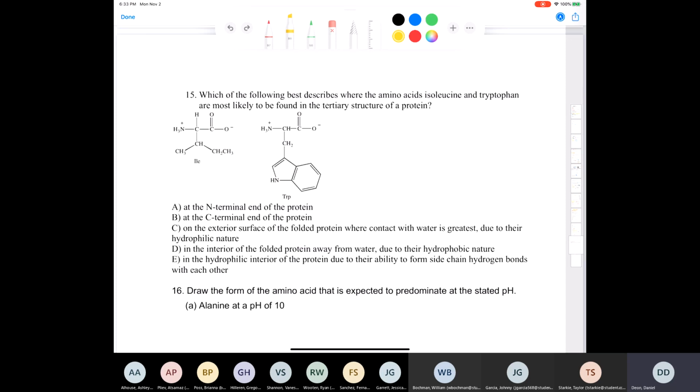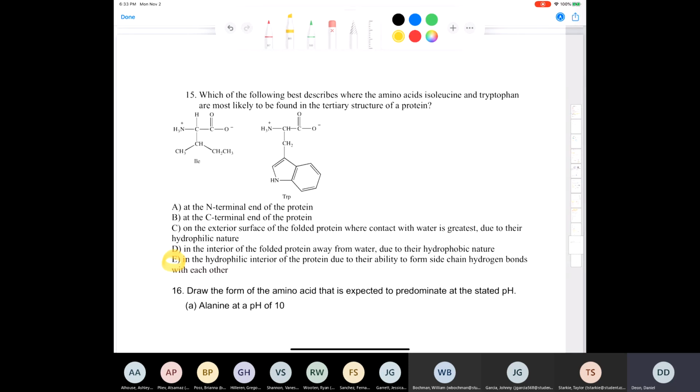Right, so what happens is that when you have a protein and it folds to give you tertiary structure, all of the hydrophobic groups are going to be found on the inside. So the hydrophobic interior of the protein. And the reason why is because these groups are hydrophobic.